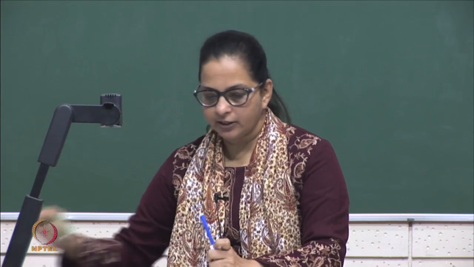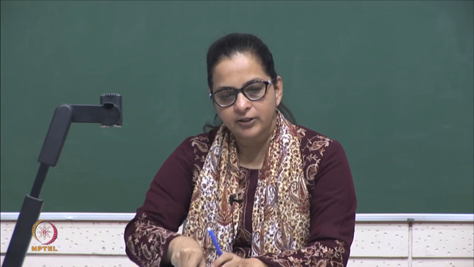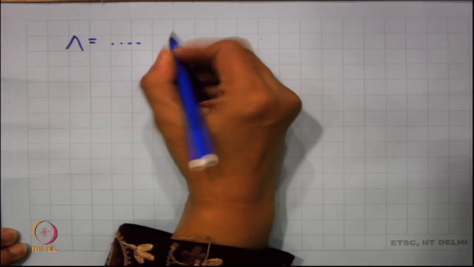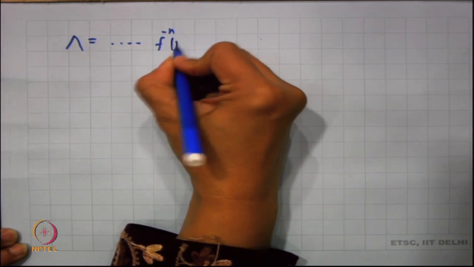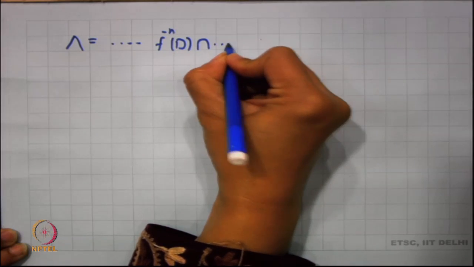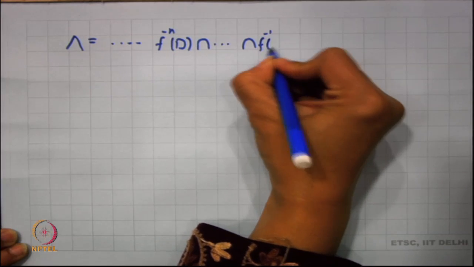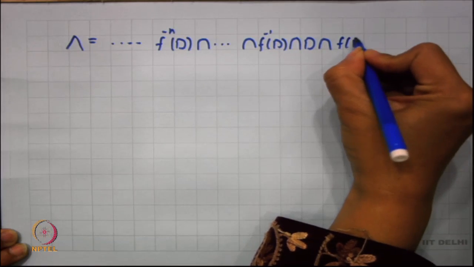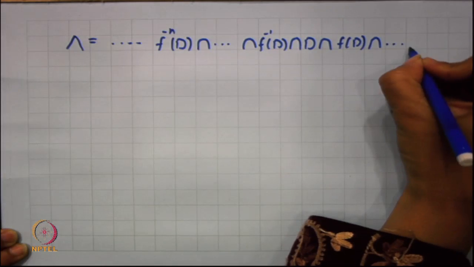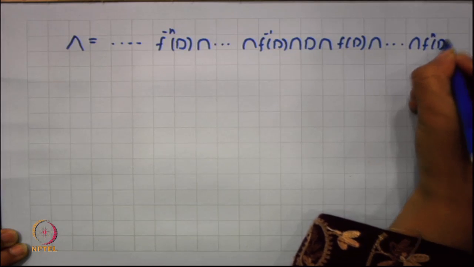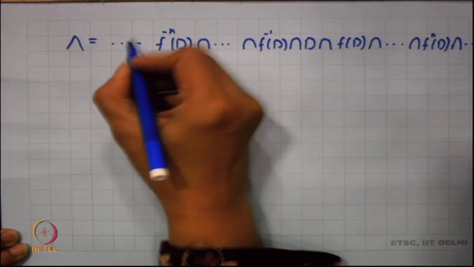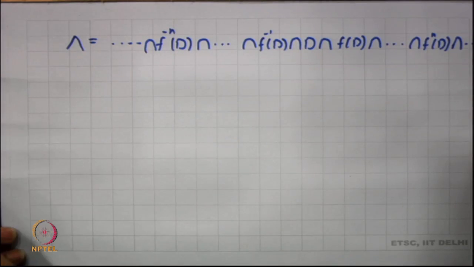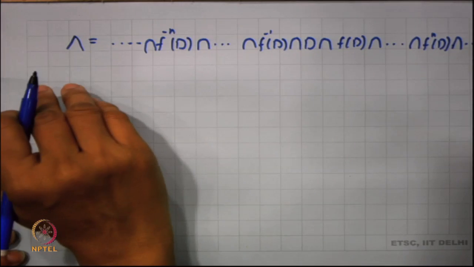We again define our Lambda. So, let me define this Lambda. I can say that this is the intersection of ... f inverse D, intersection D, intersection f of D, intersection f squared of D, and so on. So, you will find that we are looking into this particular intersection. Now, this is our invariant set.